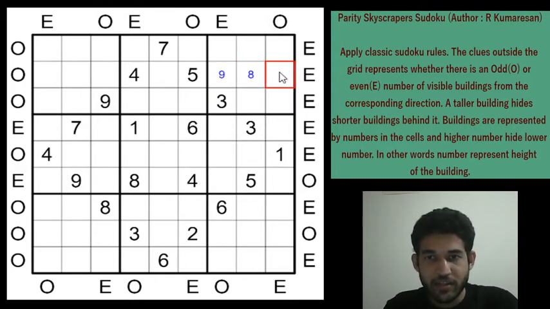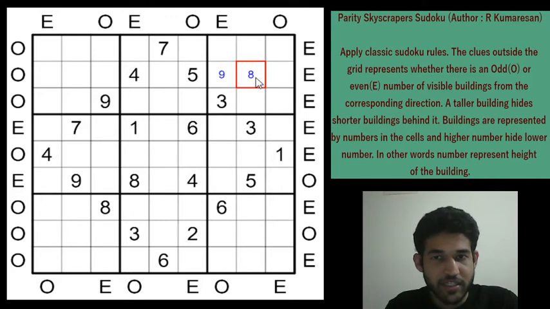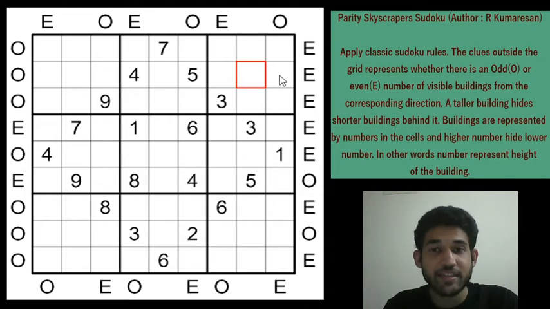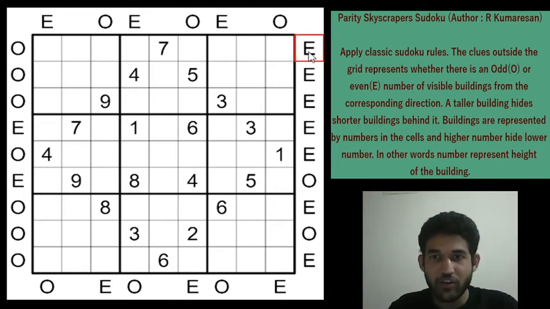So let us see what happens if 9 is behind the 8. Then this building will be seen, right? Because it will be lesser in height than the 8. So you will see this building, whatever it can be, any digit. You will see the 8 and you will see the 9. So you will see a total of 3 buildings. So regardless of whether 9 is behind the 8 or in front of the 8, you see only an odd number of buildings when 8 is in the second cell from that direction. So when you have an even clue, 8 can never be in the second cell.